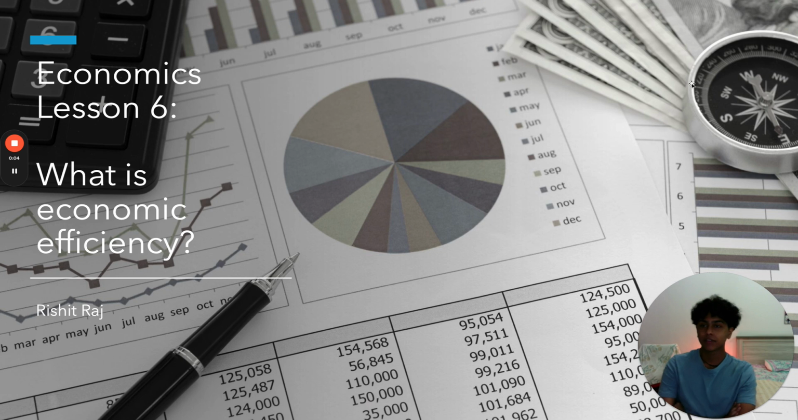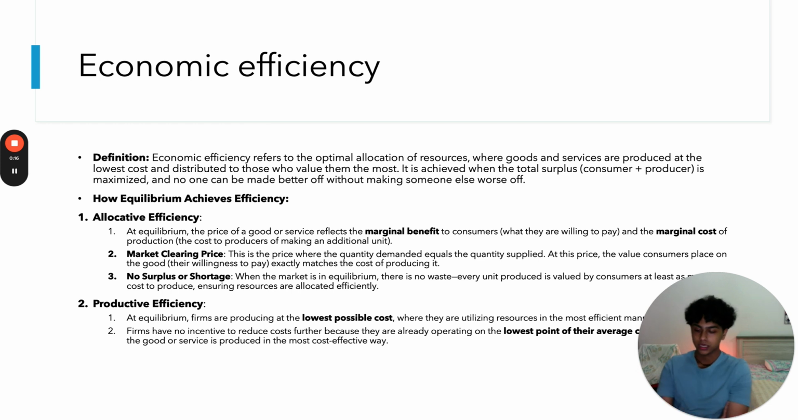Today is the 27th of December 2024 and I'll be going over my 6th lesson on economics and more specifically microeconomics, and today I'll cover economic efficiency and what it is. So economic efficiency refers to the optimal allocation of resources where goods and services are produced at the lowest cost and distributed to those who value them the most.